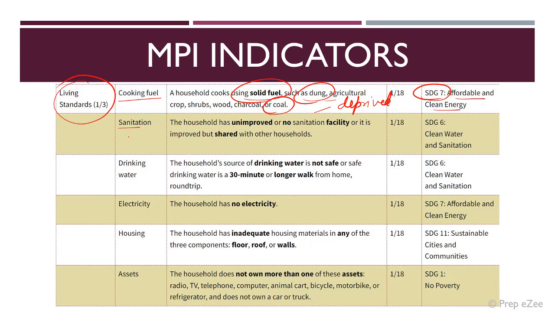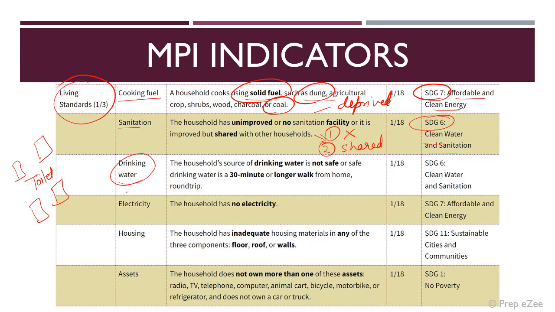Then there is sanitation. In sanitation, if the household has no sanitation or improved sanitation, that is, a toilet might be there, but if it is not improved, it is not properly sanitized. Or even though the household is having a toilet, but this toilet is shared between different households, then also the household is considered as deprived. That is 2 conditions. First, the household is not having a toilet, or if they are having a toilet, then it is shared with other households also. Then it is considered a deprived household. This can also contribute to SDG 6, that is clean water and sanitation.